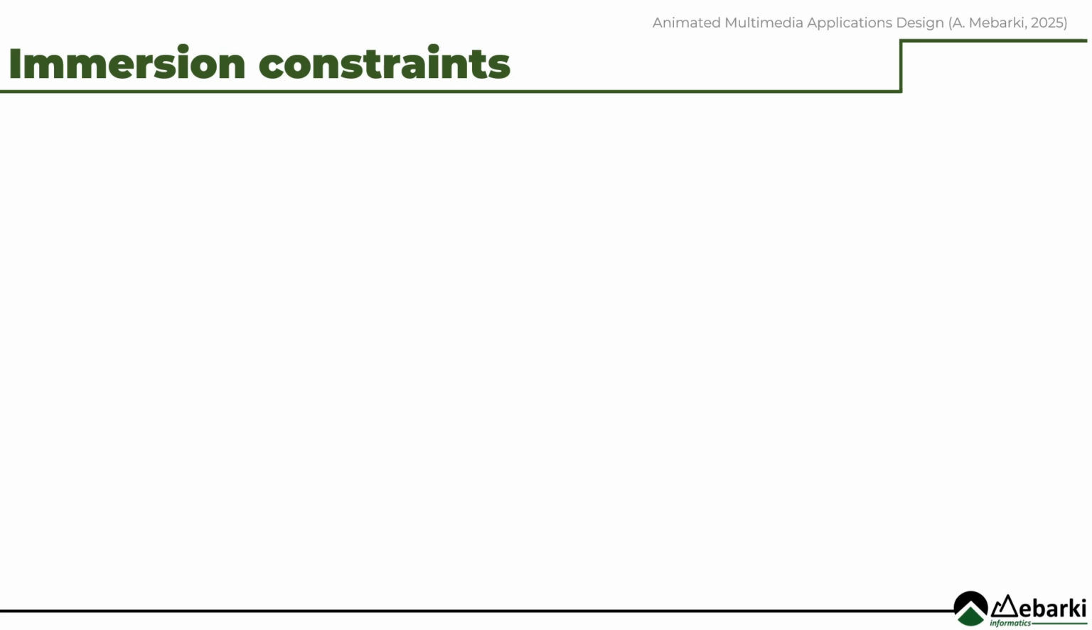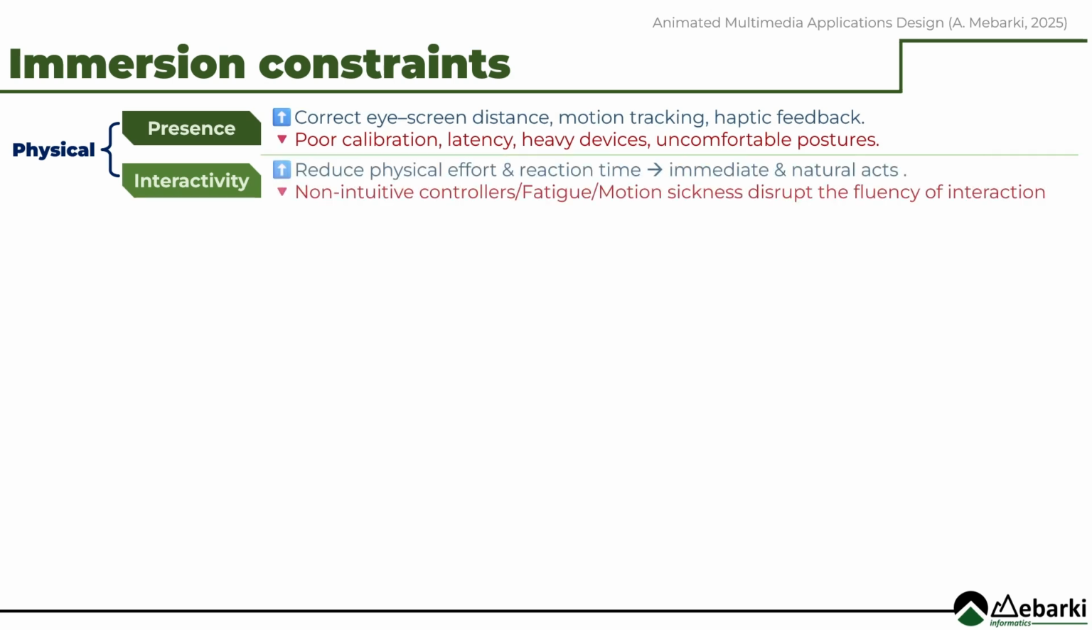Immersion in multimedia environments arises from the interaction between technology and human perception, depending on presence, the feeling of being there, and interactivity, real-time user-system feedback. Ergonomic factors influence both components by supporting or limiting perception, control, and engagement. First, physical ergonomics. Effect on presence.